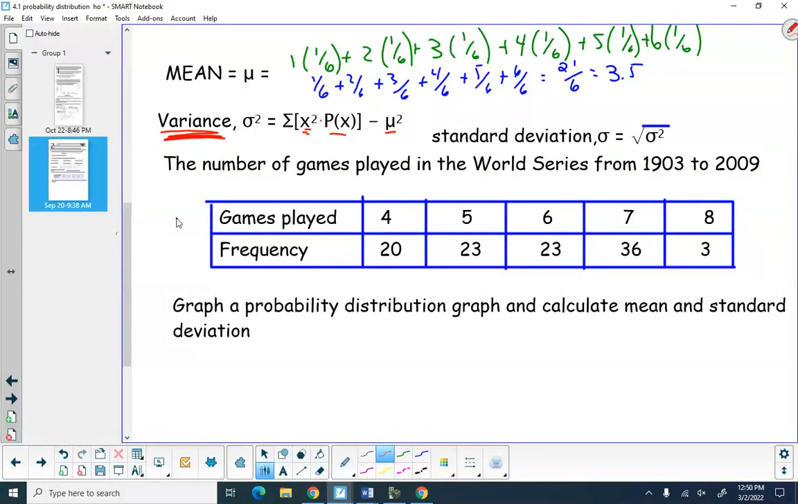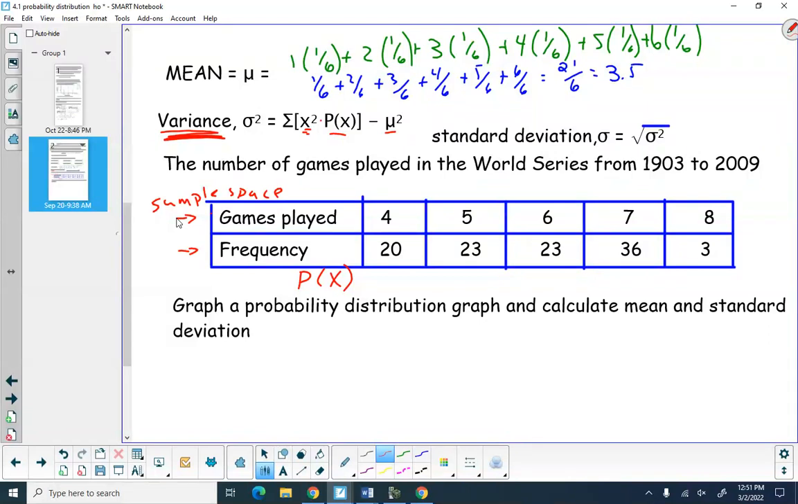Well, what's different about this is we have frequencies, the number of outcomes. This is your sample space. And the number of times it occurred. But what we don't have here is a probability. So what we have to do is create a probability for our sample space.